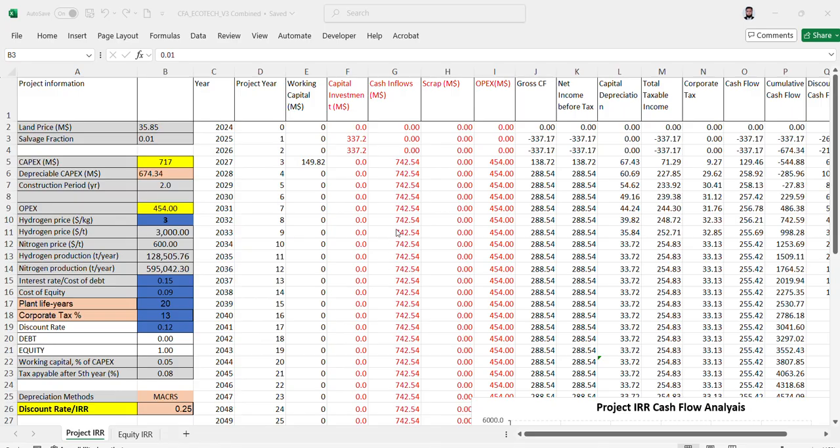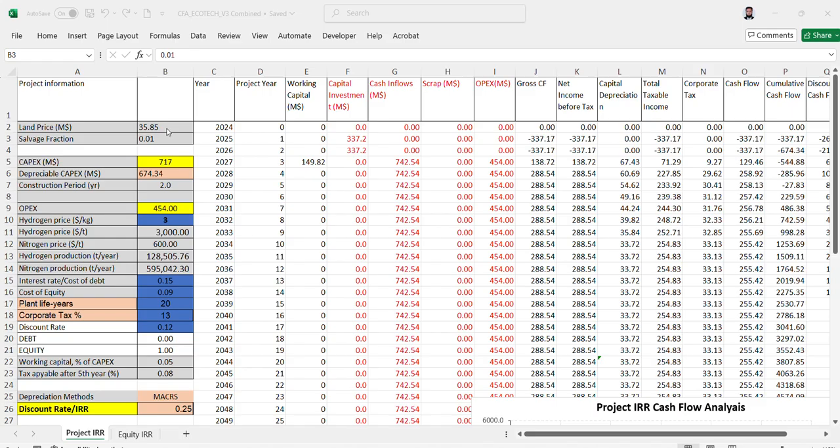Before explaining in detail, you should know there are two main ways to do the cash flow analysis. One is called project IRR and another one is called equity IRR. So in this part of this lecture or tutorial, I will be discussing project IRR, and later on in another tutorial I will be showing you how we can do equity IRR.